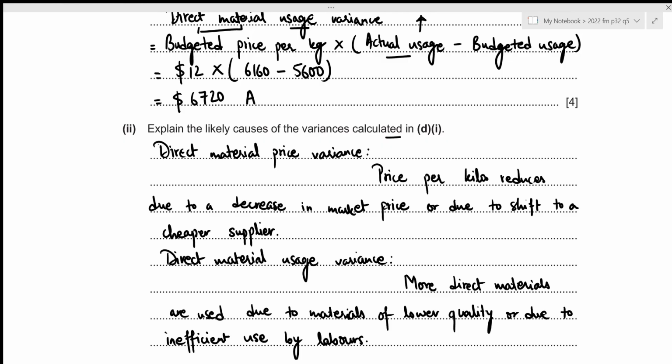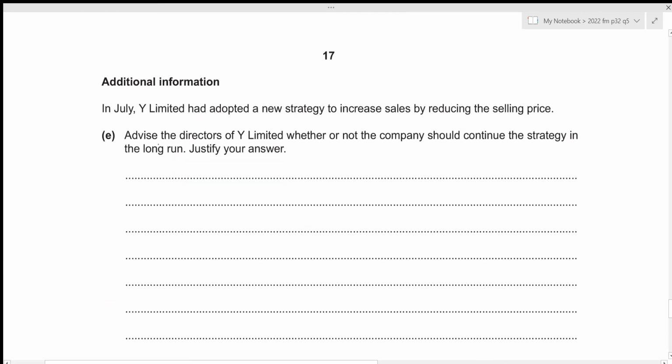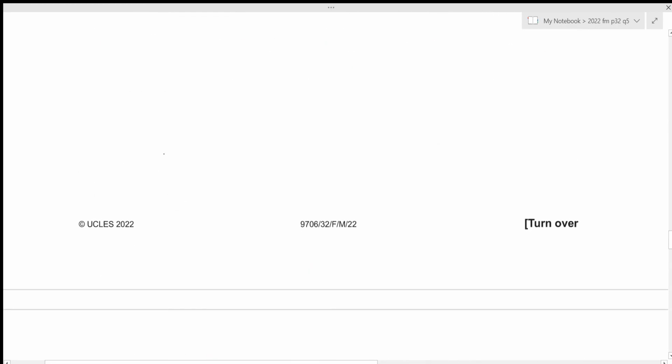We can now move towards the fifth part. In July, Y Limited had adopted a new strategy to increase sales by reducing the selling price. We need to advise the directors of Y Limited whether or not the company should continue the strategy in the long run. Okay, let's have a look at whatever we calculated till now.